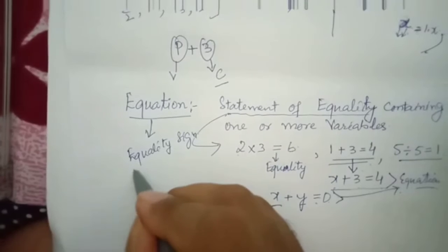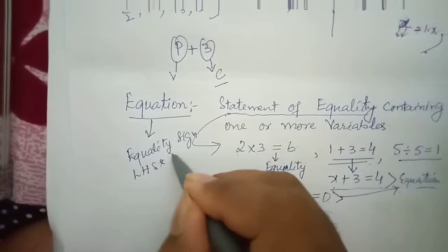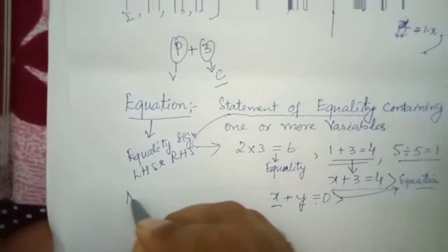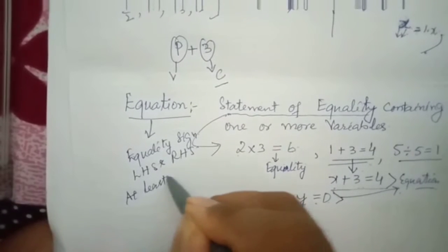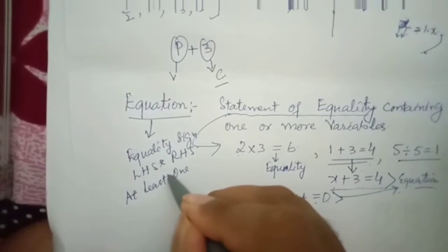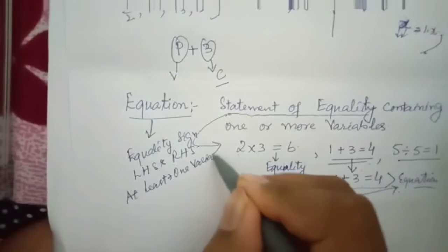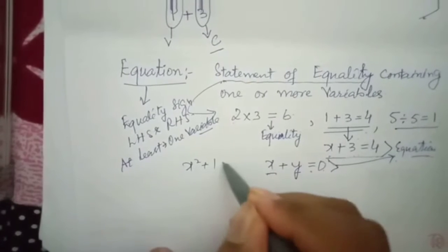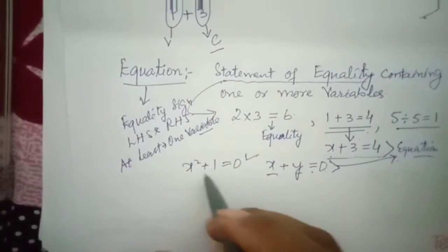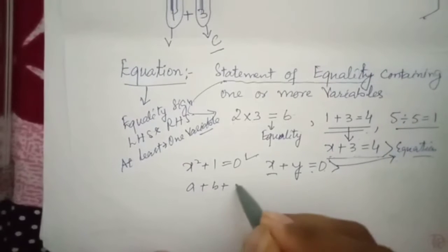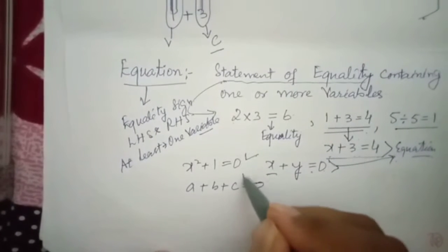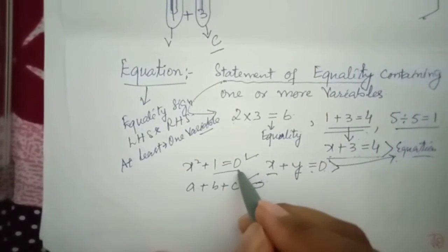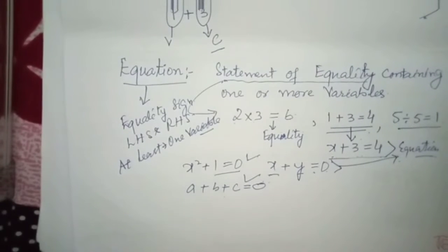There will be two expressions. One is the LHS and second one is the RHS. And at least there should be one variable. Also I can give an example. If I have x square plus 1 is equal to 0, this is also an equation. If I have a plus b plus c equals 0, that's also an equation, because statement of equality and variable. So in an equation we have equality sign, we have LHS, we have RHS, two expressions.